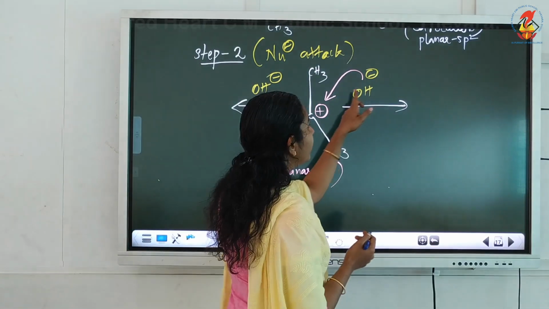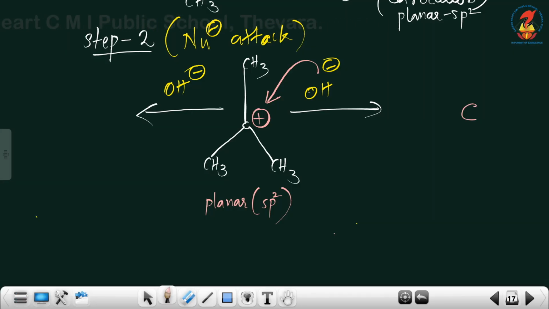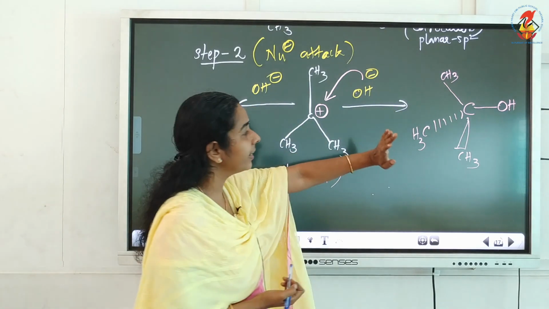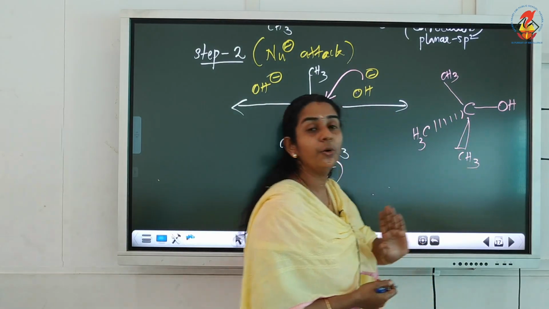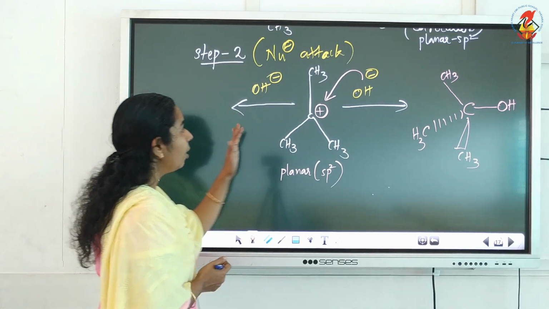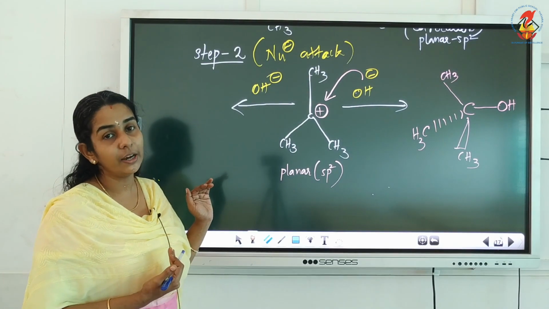So if the nucleophile is attacking from the right side, where will be the new C-OH bond? On the right side. What about the other three groups? They will go back to their original position in three different planes. CH3, CH3. So if the nucleophile is attacking from the right side, this will be the configuration, or the arrangement of atoms, in the product.